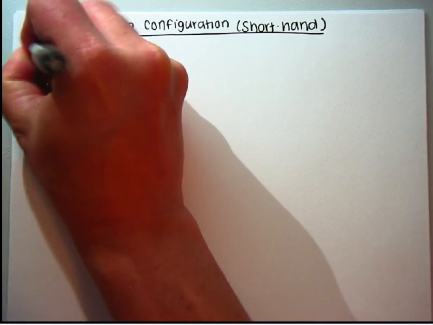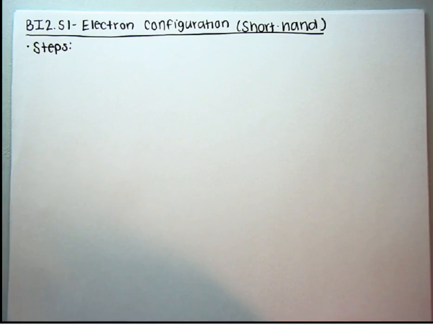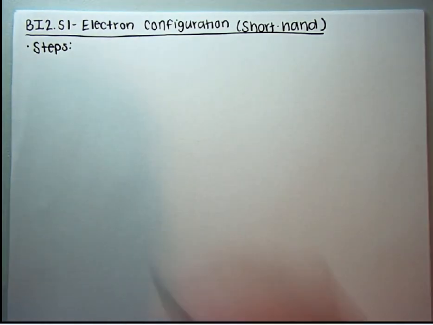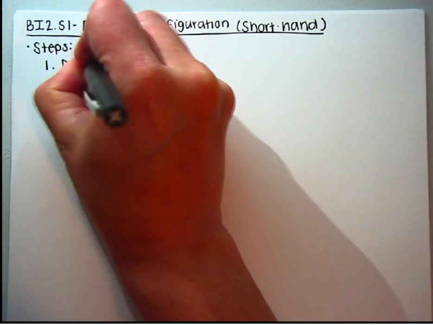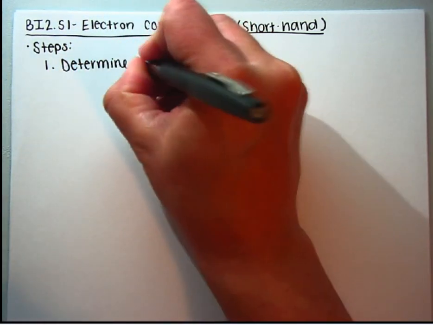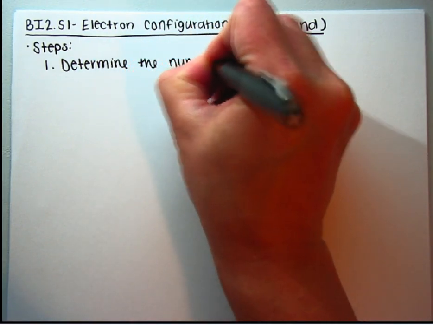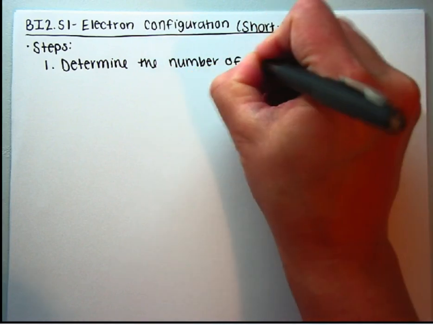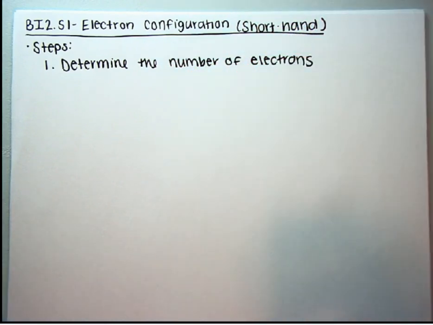So first, let's start with the steps for writing electron configuration. Step number 1, you need to determine the number of electrons. To write an electron configuration, we need to know how many electrons to account for.